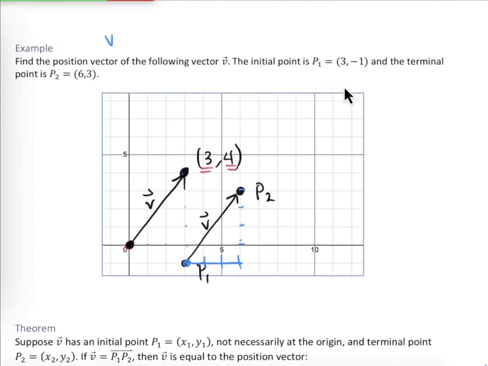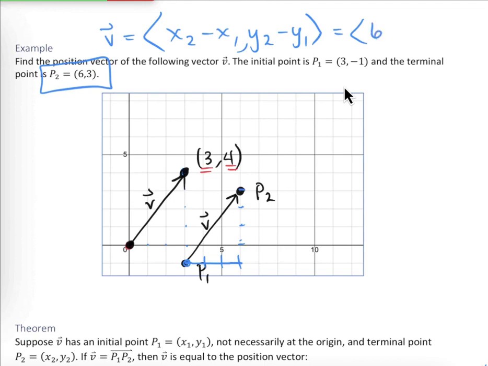So let's go back up to the previous example and see if we can calculate the components of this position vector algebraically. In order to do that, we're going to say the x value of the terminal point minus the x value of the initial point, comma, y value of the terminal point minus y value of the initial point, right? This is how we calculate this position vector. So our terminal point being (6, 3), I'm going to have x2, which is 6, minus x1, which is the x coordinate of the initial point, comma, y2, which is 3, minus the y coordinate of the initial point. Let me fix that. Minus -1.